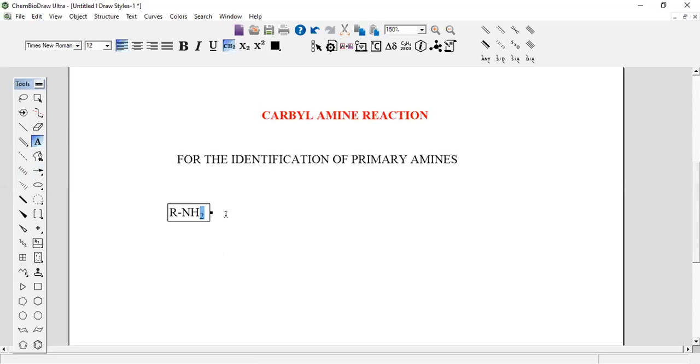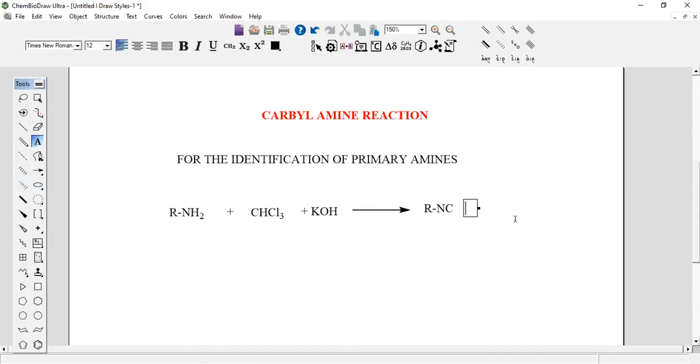This primary amine, when treated with, can anybody tell me what is the name of this compound? CHCl3. What is the name of this compound? Chloroform. Very good, very good. In presence of potassium hydroxide, they will form a compound which is known as alkyl isocyanide. This is going to be the compound.